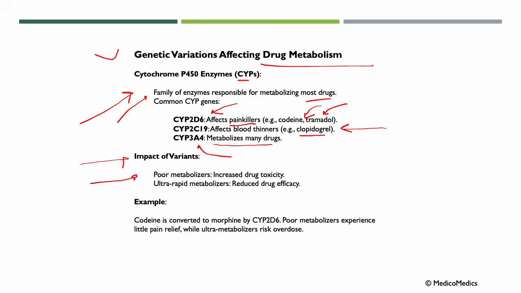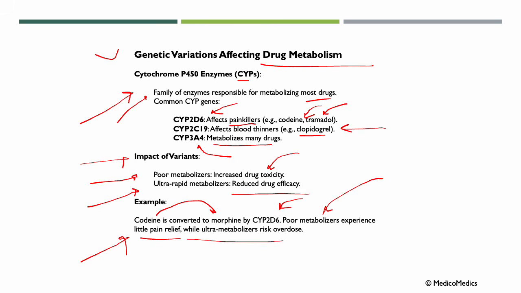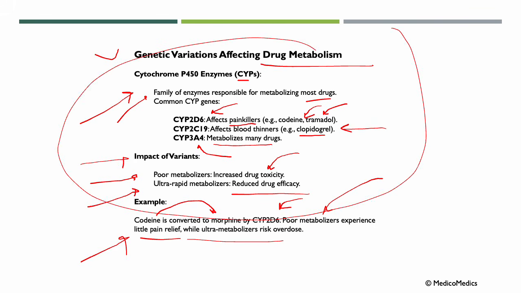What is the impact of these variants? Well, poor metabolizers increase drug toxicity. Ultra-rapid metabolizers will reduce drug efficacy. For example, codeine is converted to morphine by the CYP2D6 enzyme. Poor metabolizers experience little pain relief, while ultra-rapid metabolizers risk overdose. So some people process medicines too slowly or too quickly because of their genes. This can make drugs either too strong or not work at all.